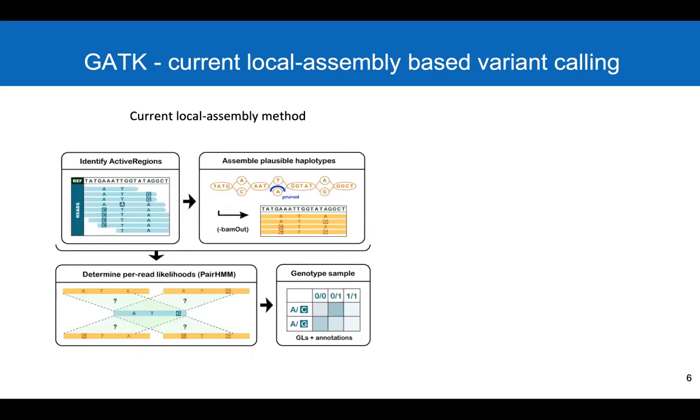The current GATK's local assembly-based variant caller uses Pileup data to identify regions of the genome that have evidence of variation. These are called active regions. GATK creates a de novo assembly of the reads overlapping the active regions, from which it derives a list of potential haplotypes and the most likely genotypes. This method has worked very well for human data, but we've noticed that the assembly method can fail in some regions that are complex or have a lot of variance.